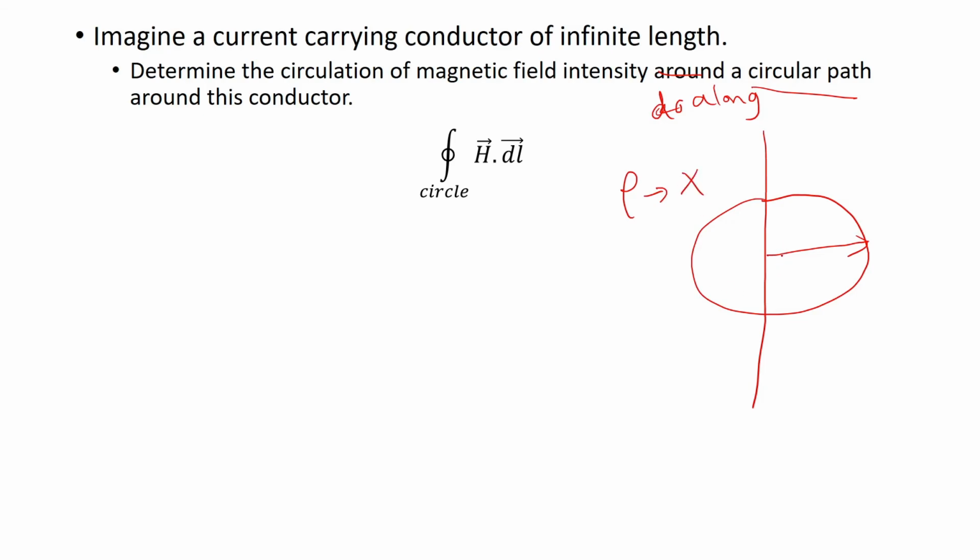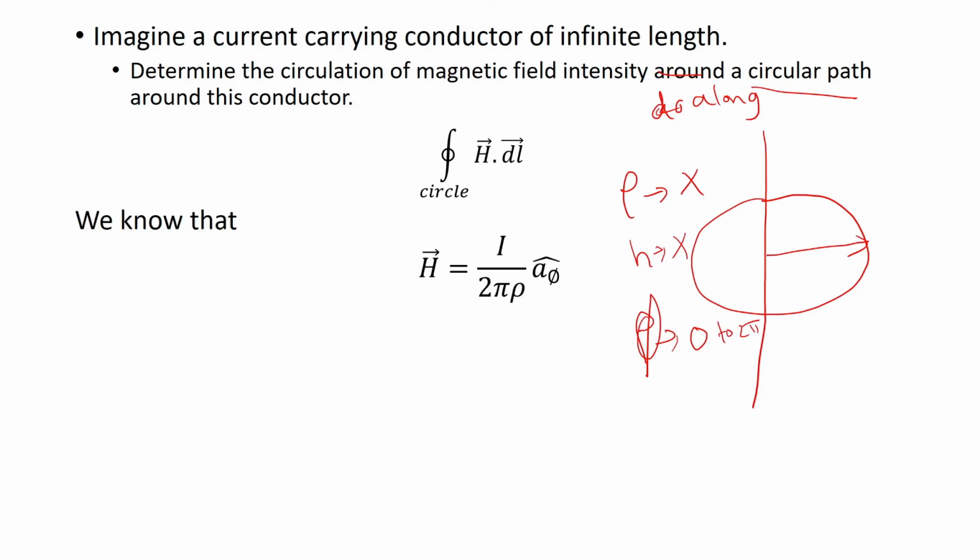Because I am talking about the circular path, the value of h does not change and the value of phi ranges from 0 to 2 pi. We know that for an infinite length current carrying conductor, the magnetic field intensity is I by 2 pi rho a phi cap. We have already seen that.